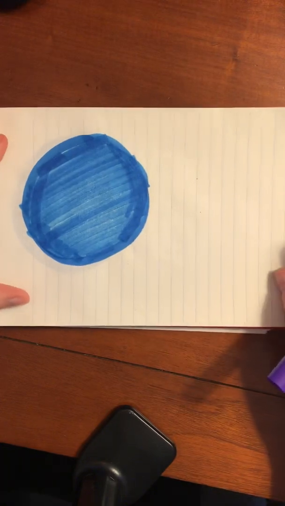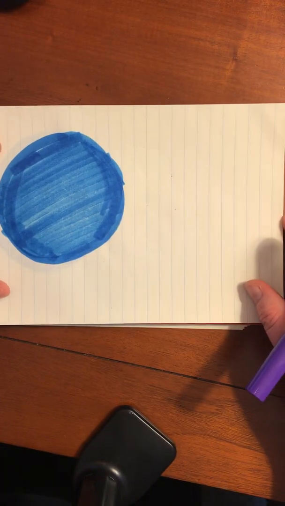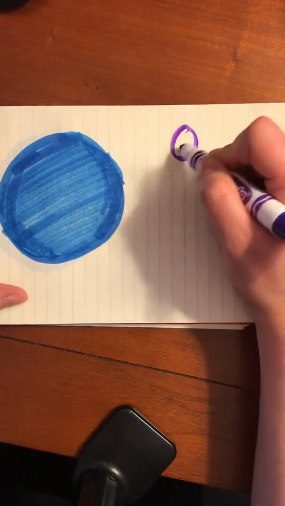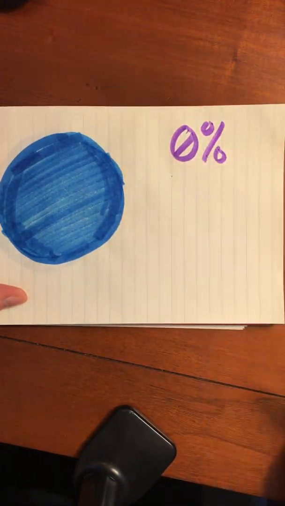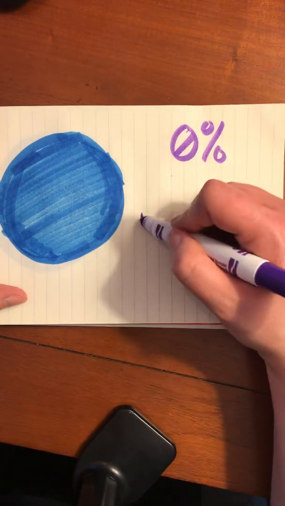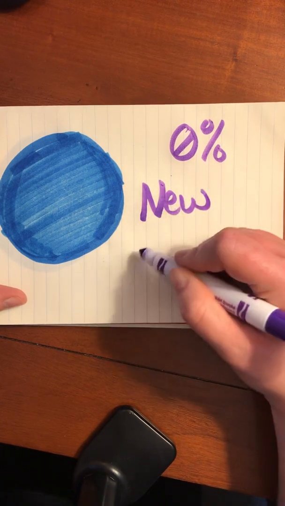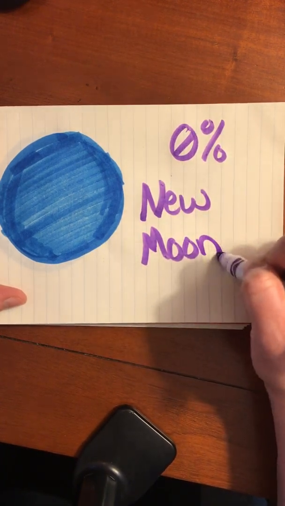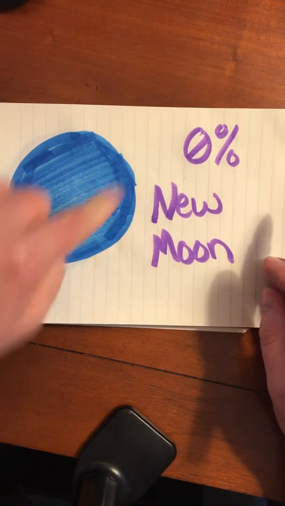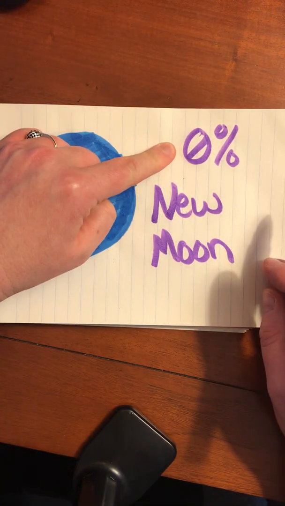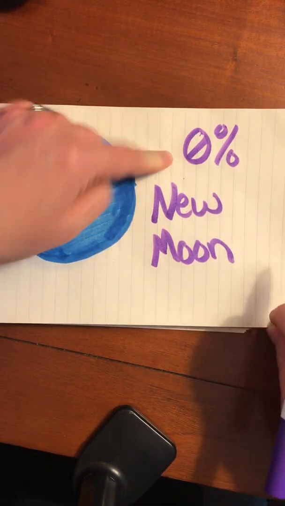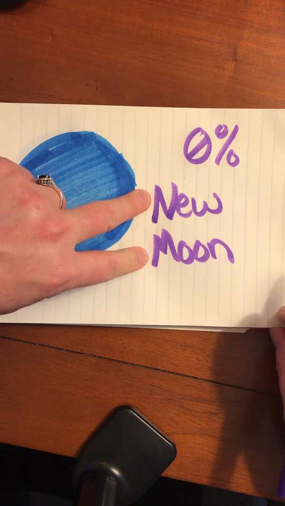So if you see this and it says, what moon is this? Well, what's the percent illumination? 0%. It sure looks like no moon to me, so it is a new moon. So on your page, draw a circle, fill it all the way in like this, write 0%. If you want extra, write 0% illumination, because that's what we're talking about, and it's a new moon.